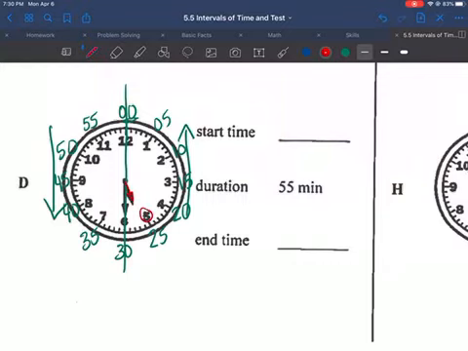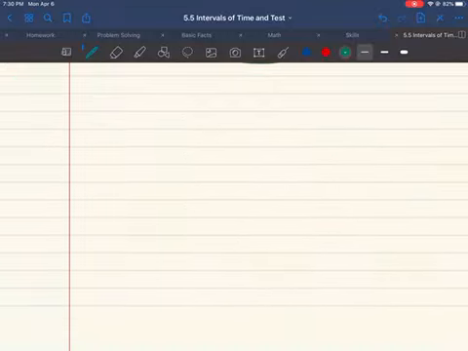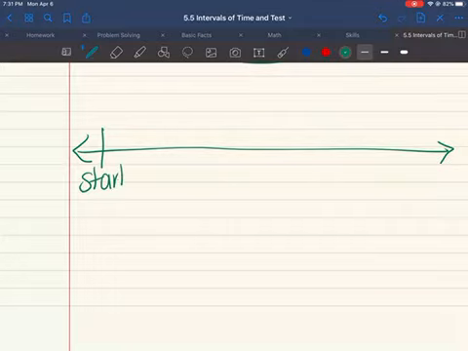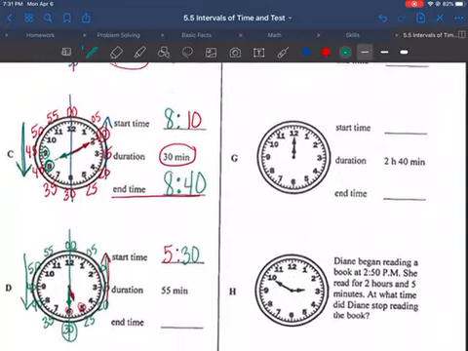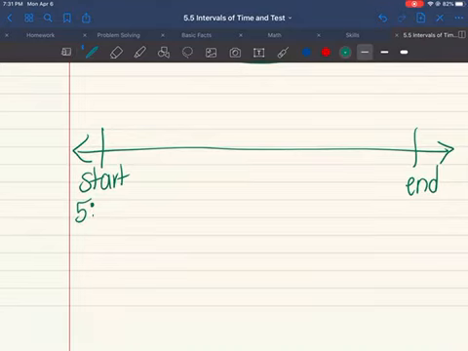I'm going to start with my hour hand. My hour hand is the little one, and it's pointing between 5 and 6. The arrow says to look up, so who is up? The 5. So my hour is 5. How many minutes? The arrow's pointing straight into the 6, which means 30 minutes. So I'm going to go ahead and show my work. My start time is going to be 5:30.